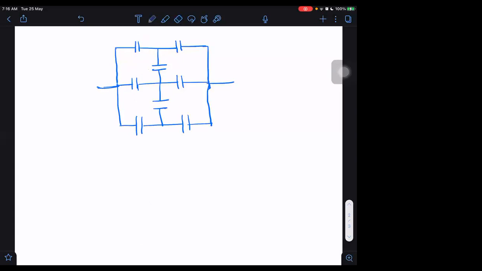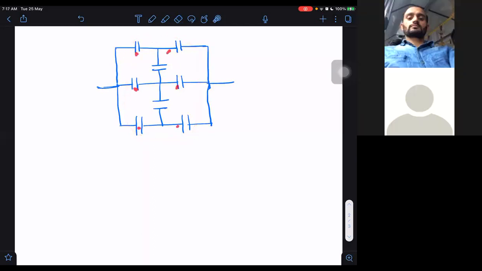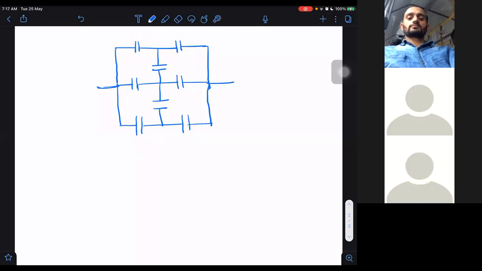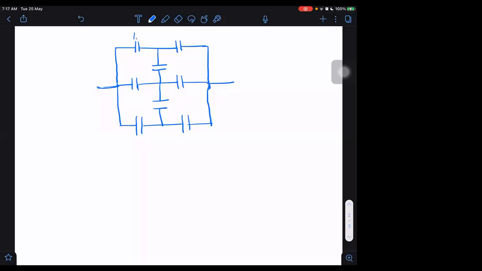There is just one question only in which there is such a network: 1, 2, 3, 4, 5, 6, 7, 8. There are not many. Top left corner 1 microfarad. Right side 3 microfarad. Bottom 4 microfarad. On the vertical line, above the center, 4 microfarad. Below the center 4 microfarad. Right side of the center 2 microfarad.